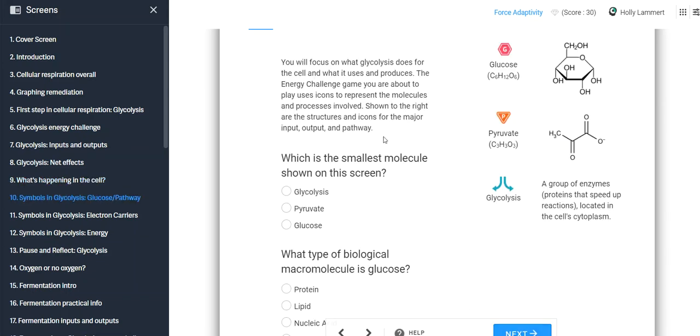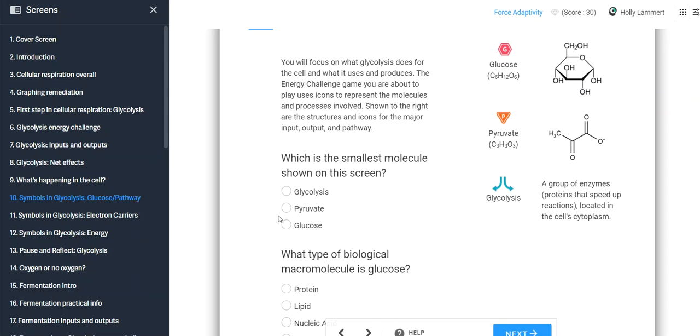All right. We will focus on what glycolysis does for the cell and what it uses and produces. The energy challenge game you are about to play uses icons to represent the molecules and processes involved. Shown to the right are the structures and icons for the major input, output, and pathway. Which is the smallest molecule shown on the screen?